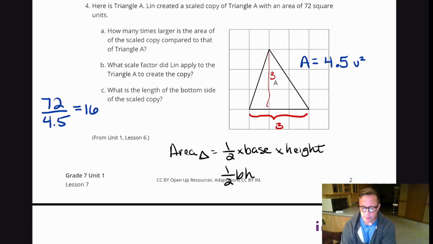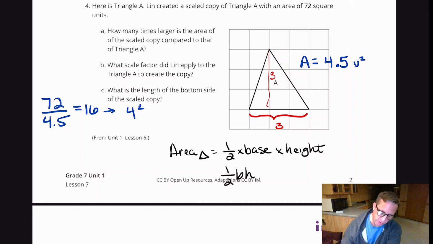16 times bigger. Now remember, when you do area though, the area does not equal the scale factor. So the scale factor wasn't 16. The scale factor is going to be whatever number times itself equals 16. So what number times itself equals 16? Well, that's going to be 4 squared, right? So that's going to be 4. So the scale factor was 4.